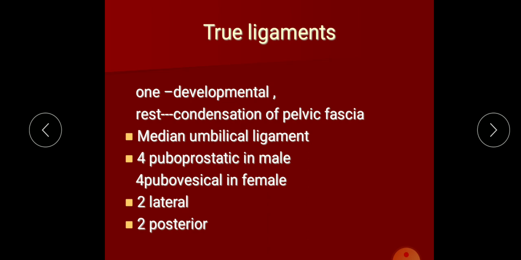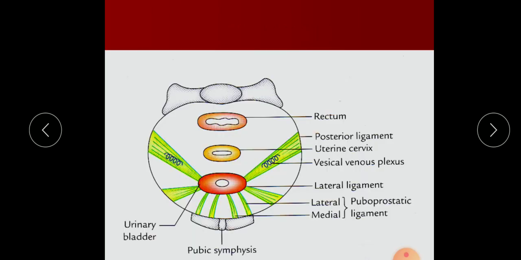So these are the different true ligaments. In total there are 9 ligaments: 8 are condensations of pelvic fascia and 1 is developmental. Look at the figure. This is your urinary bladder, and this is the pubic symphysis, anterior.